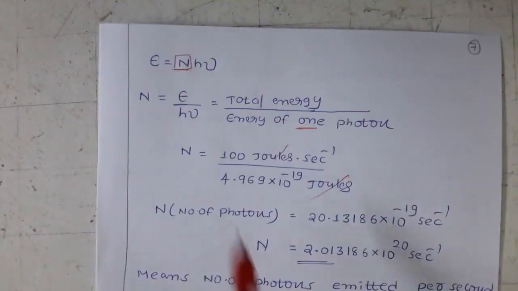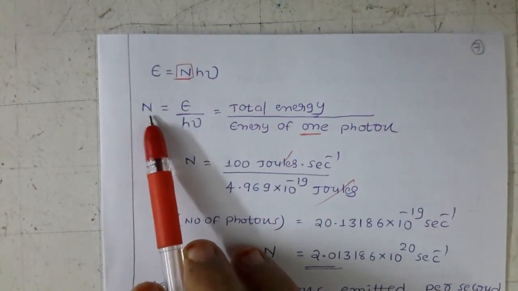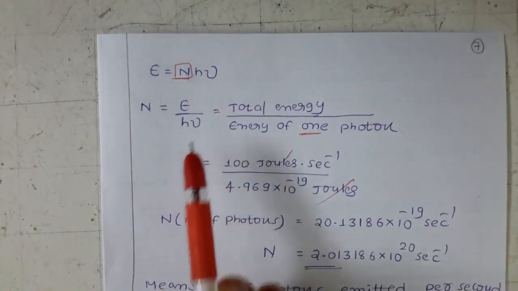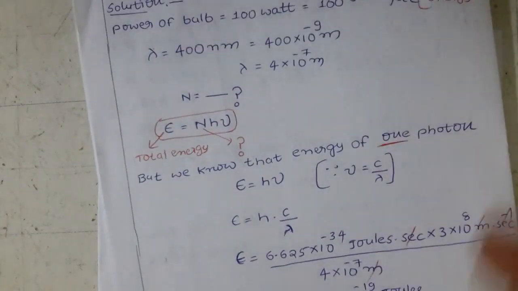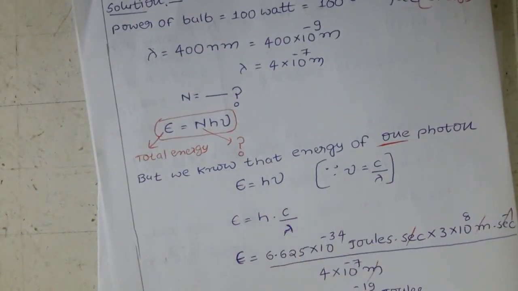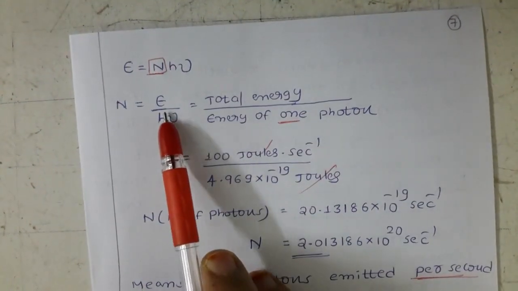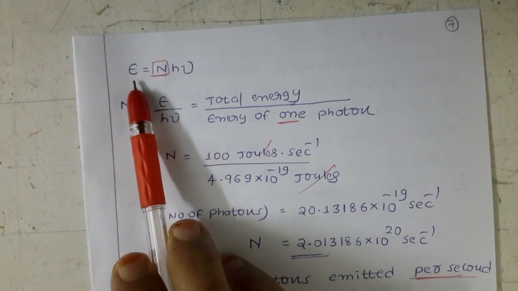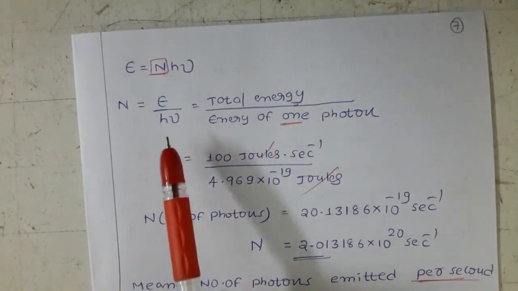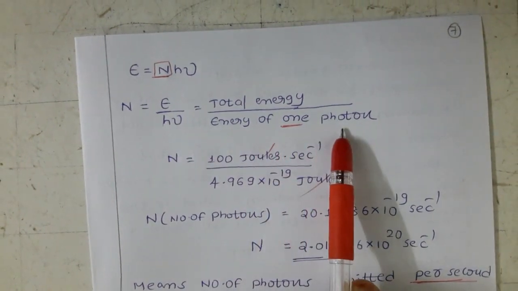So we have the equation E equal to nh mu, and we want n equal to E by h mu. So just now we calculated h mu, that is E, how much we got? This is the value, isn't it? Here E is the total energy, already given as 100 watt, that is the total energy. And h mu means what? That is the energy of one photon.